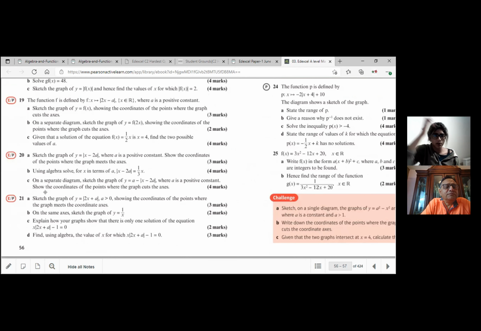C, where it says on a separate diagram, sketch the graph of y equals a minus absolute function of x minus 2a, where a is a positive constant, and then show the coordinates of the points where the graph cuts the axes. That you could do. So a is a constant, and then you can make a table. I'll suggest make a table here, correct? That will help, right? And then you get it. Okay, so that's not a big deal.